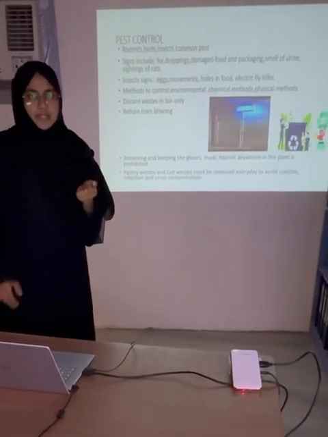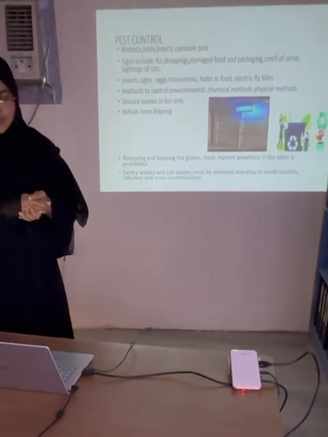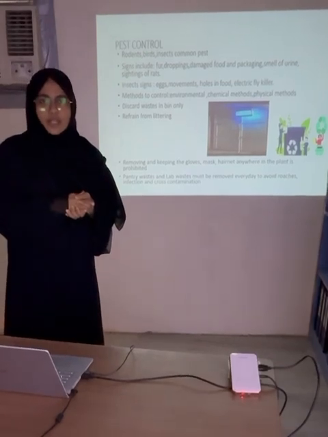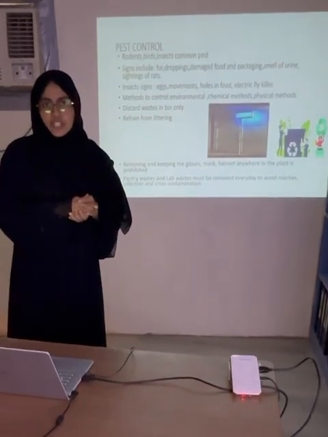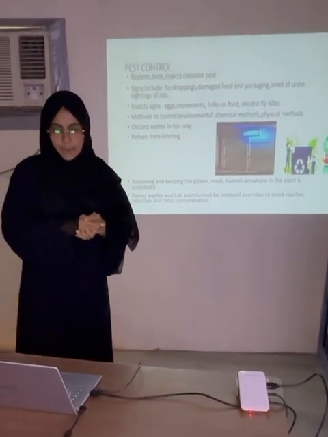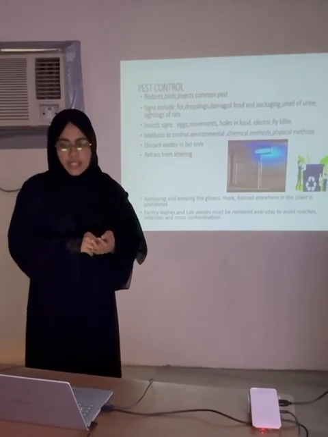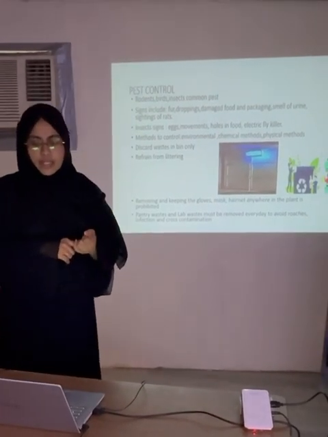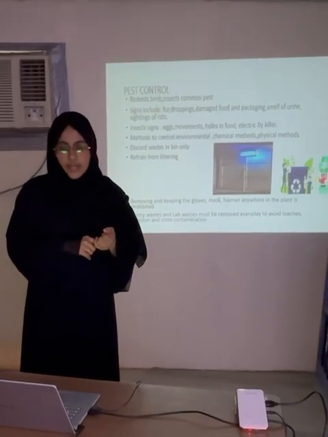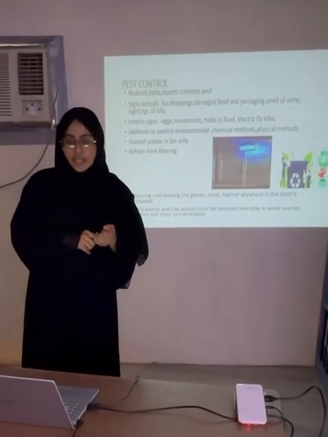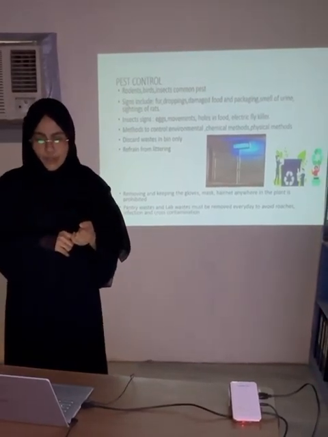Next comes pest control. Pest infestation is a major problem for a food manufacturing factory. So we should follow all the methods to avoid the chances of pest harborage inside or outside the premises. Pests mainly include rodents, birds, insects, etc. Their signs include droppings or feathers, spottings of damaged food and packaging, or the smell of urine.